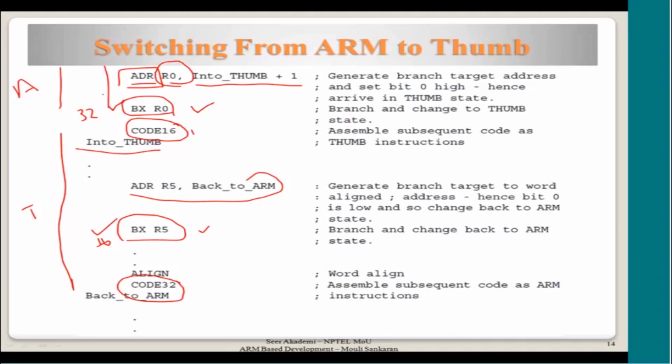So prior to this, somewhere ARM code 32 would have been written. Okay. So once you have code 32, this is the command to the assembler to say that whatever instructions you encounter after this particular command, interpret them as a 32-bit instruction. Okay, so this BX R0 will be interpreted as a 32-bit instruction. So it will generate a 32-bit wide instruction. But what are we doing here?